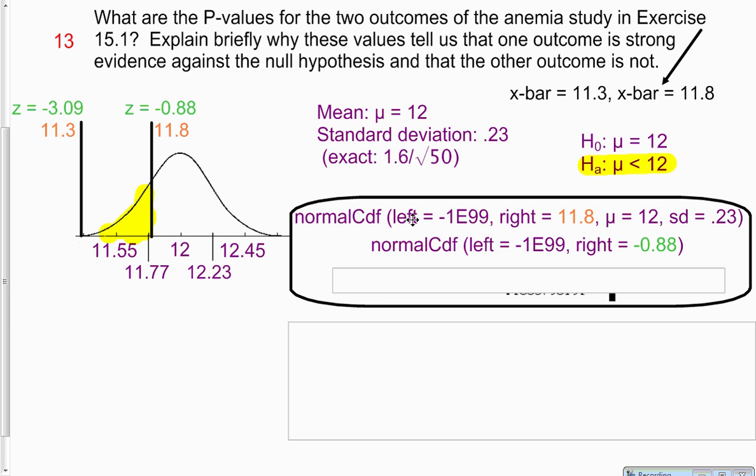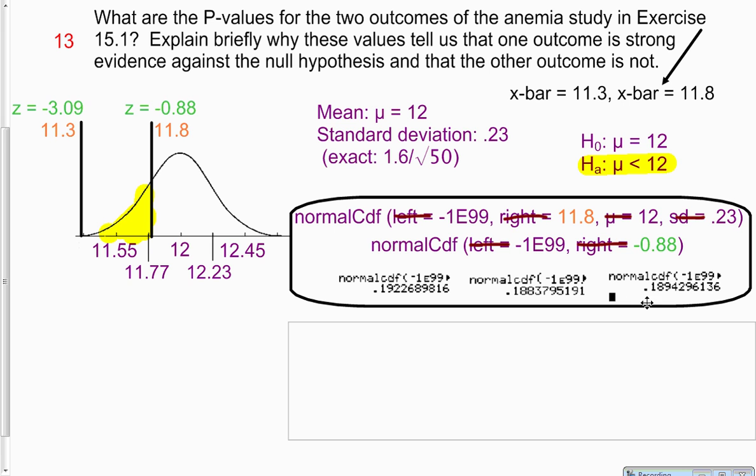Now when you type in your calculator, you don't put that left equals or the right equals or mu or all that. You just type the numbers in with commas in between them. The other option is, since we calculated a z-score, you can just plug the z-score straight into normal CDF and go from a z-score to a proportion. So again, I just put these just so you see what I'm doing. But you go from negative infinity up to the z-score of negative 0.88. And in both cases, it should give you the same answer.